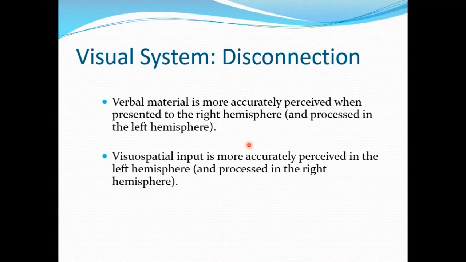Now, verbal material is more accurately perceived when presented to the right hemisphere and processed in the left hemisphere. Okay. Visuospatial input is more accurately perceived in the left hemisphere and processed in the right hemisphere. Okay, so I think that makes sense. We know the left side is more verbal, the other side is more nonverbal.